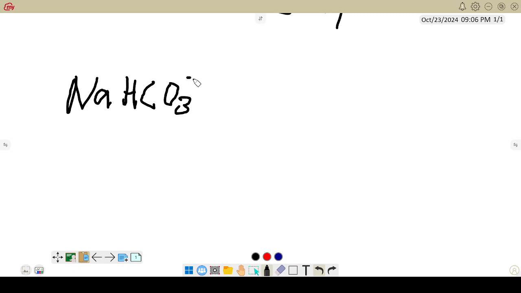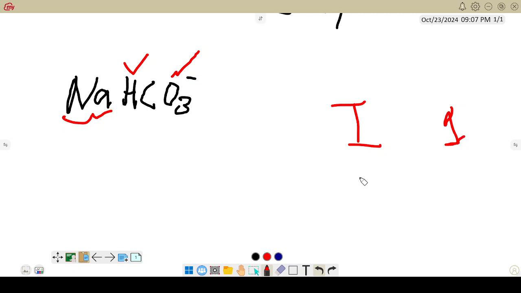So what if we have sodium hydrogen carbonate ion, and we want to calculate the oxidation number of carbon here? We're going to say, okay, the oxidation number for hydrogen, we know it's +1. For oxygen, we also know it's -2. And sodium is a group 1 element. All group 1 elements have an oxidation number of 1.